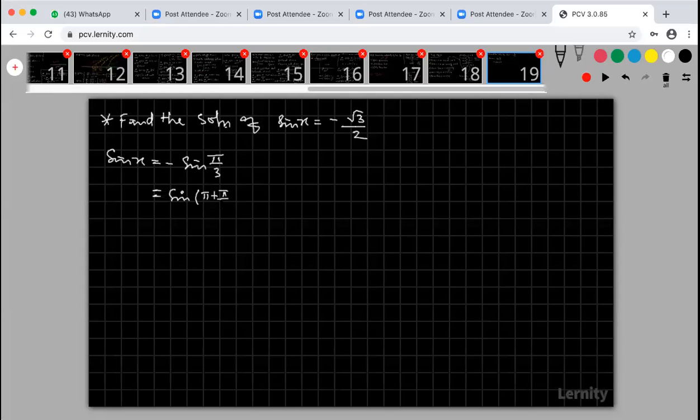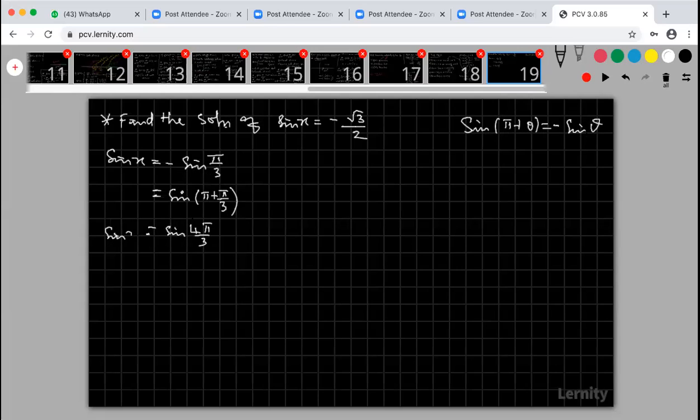What is sine of 180 plus theta? That is minus sine theta. So this is the formula: sine of π plus theta is minus sine theta. This angle belongs to the third quadrant, and for π you don't change the function, just take the same function. This is π plus π/3. So what is the answer? This is sine of 4π/3.